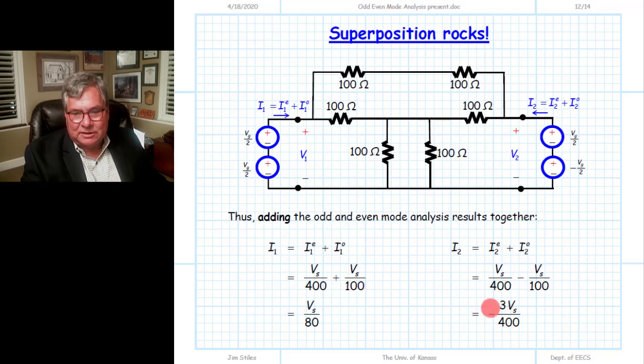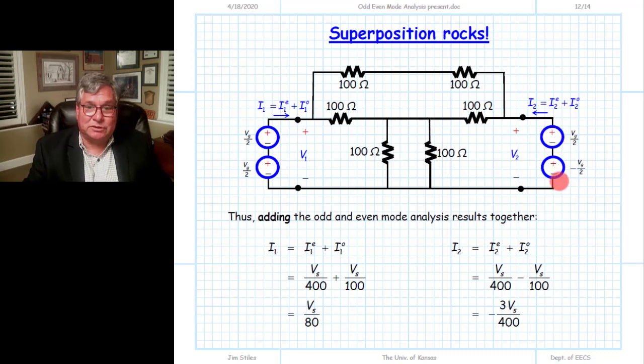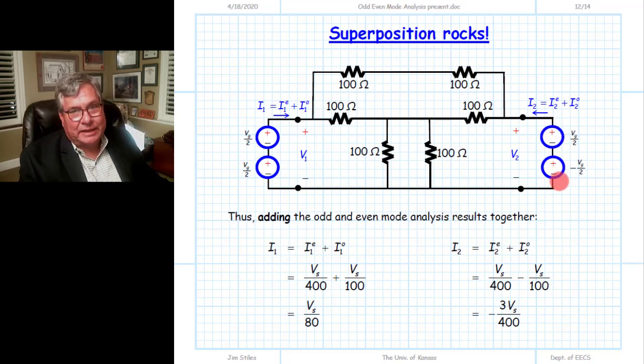And so we get this result, I2 being different than I1. And so that's our solution for the current I1 and I2 when we have a non-zero voltage source of VG at port 1 and we have a short circuit, a voltage source of 0 at port 2. And that is the circuit that we needed to analyze to determine the transadmittance parameters.